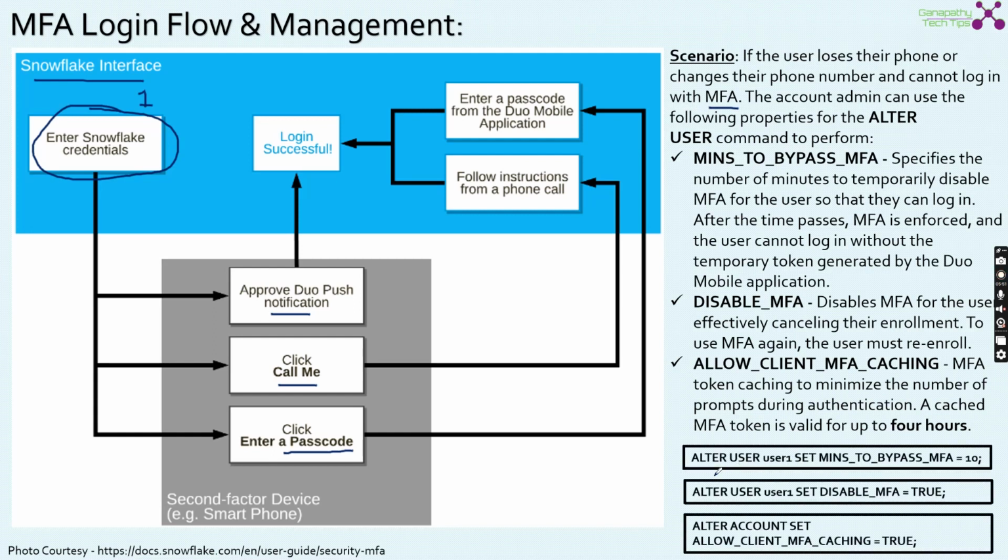You can see these commands here. As we already discussed, minutes to bypass is equal to 10. This will bypass the user 1 MFA for 10 minutes. So user 1 can log into Snowflake without MFA for 10 minutes. Alter user 1 set disable MFA to true. This will completely disable the multi-factor authentication for user 1.